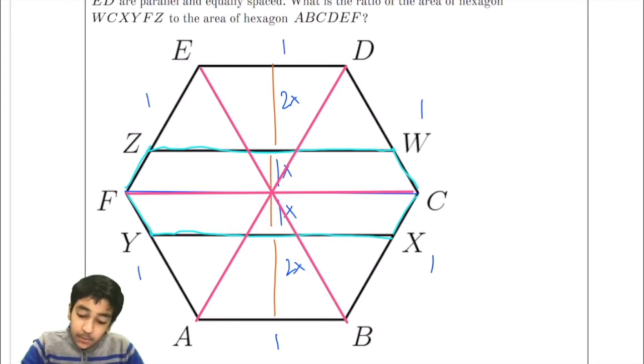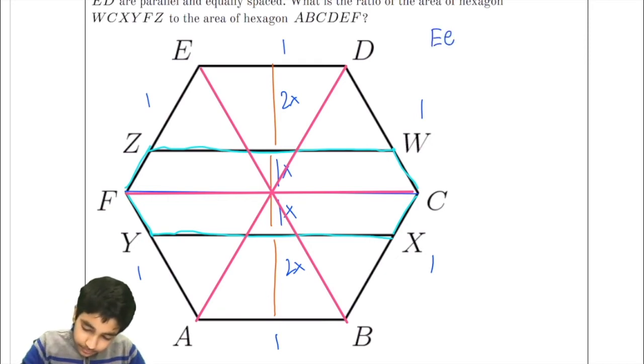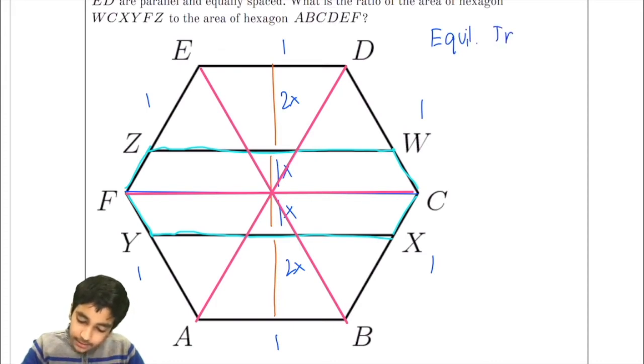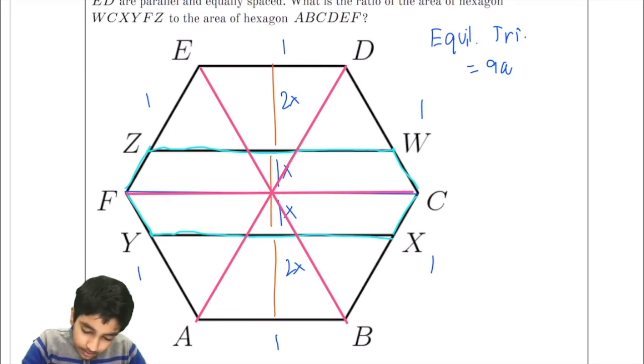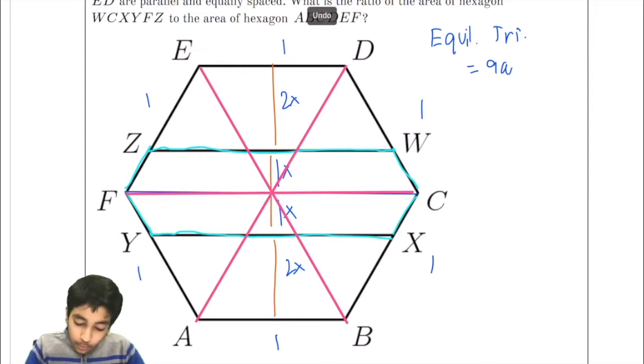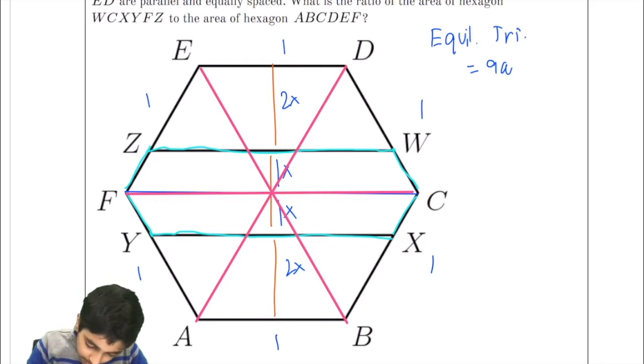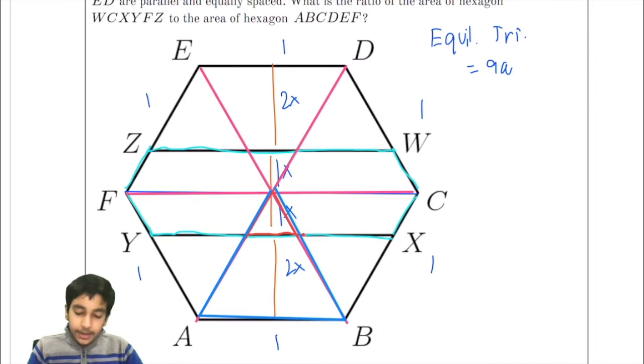So let's just call the area of any one of these equilateral triangles equal to 9a, right? I'm just doing 9a to make our calculations a little bit easier down the road. So if each of these 6 equilateral triangles has an area of 9a, then since the ratio of this to this is 1 to 3, the ratio of the areas of this triangle and this triangle on the outside is going to be 1 to 9.